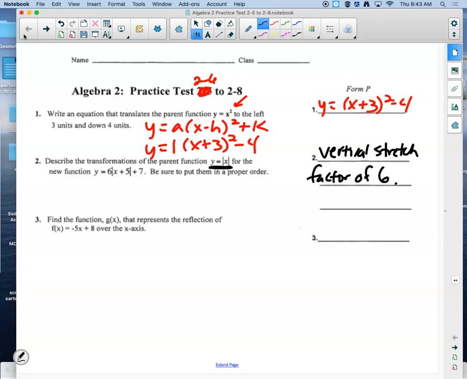Alrighty, inside the absolute value. What do we say about that one? Okay, but the fancy word. Translate 5 units to the left.